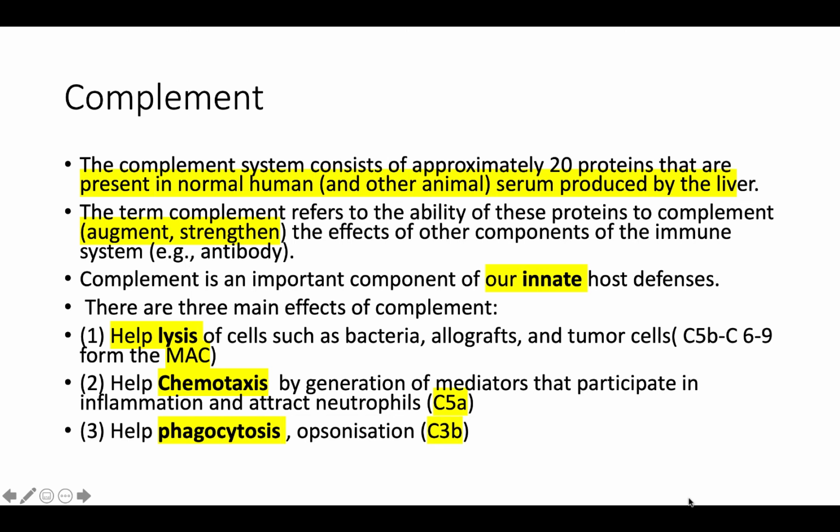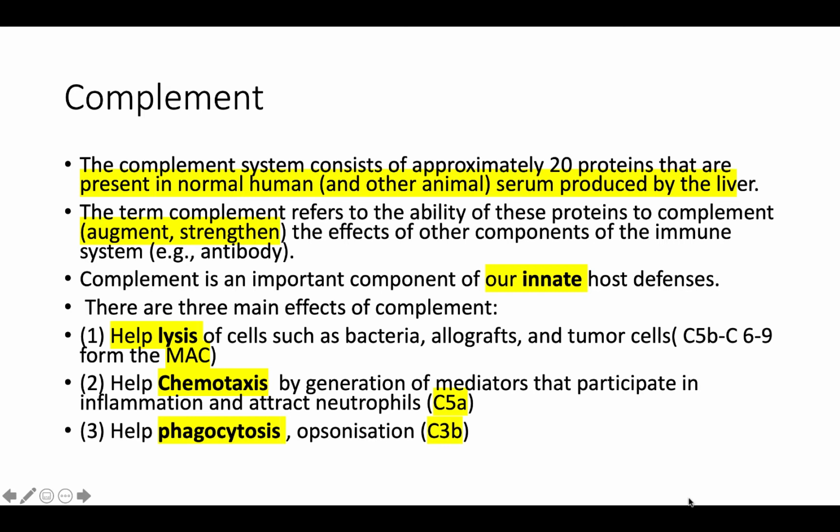Assalamu alaikum. Today's lecture is the continuation of the components of the humoral immunity, and after we discussed the antibodies, now we're going to talk about the complement system.